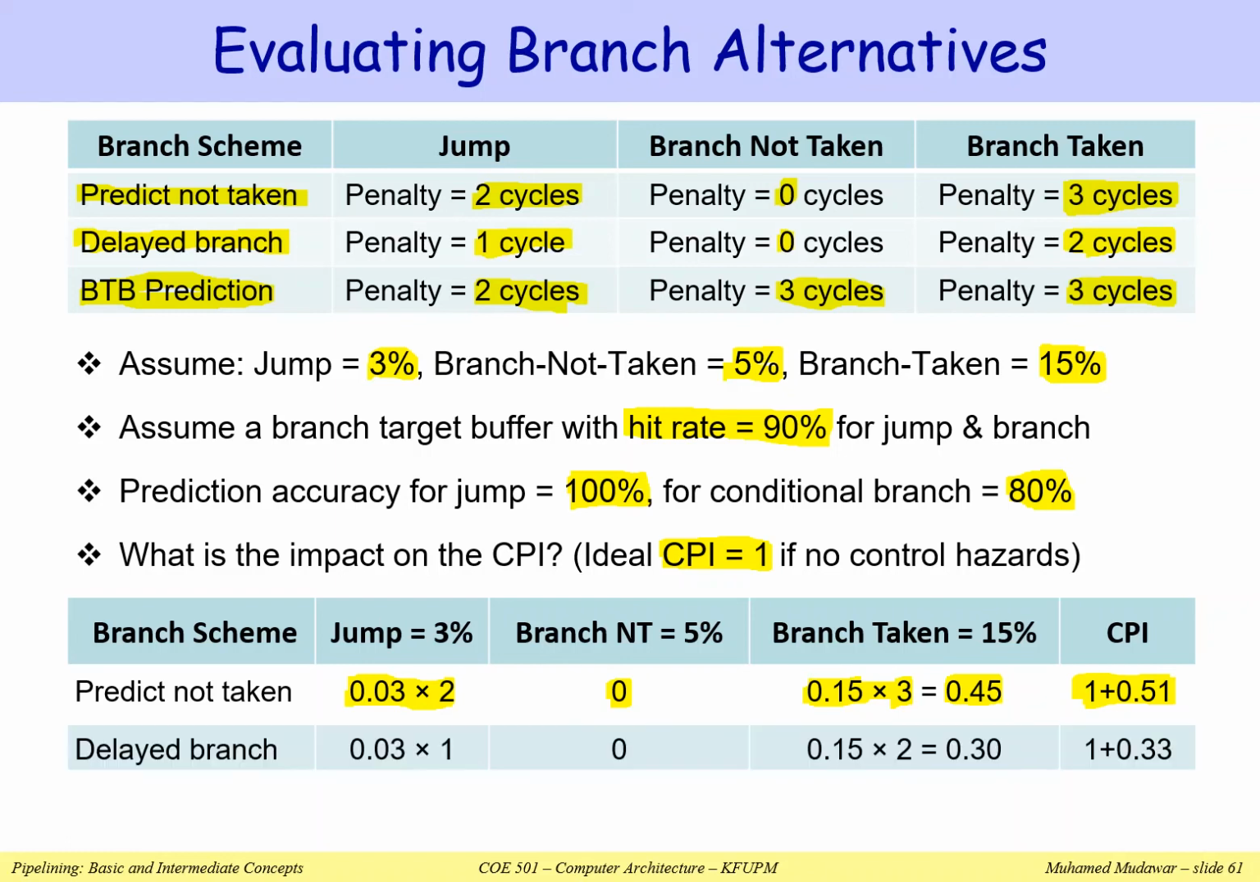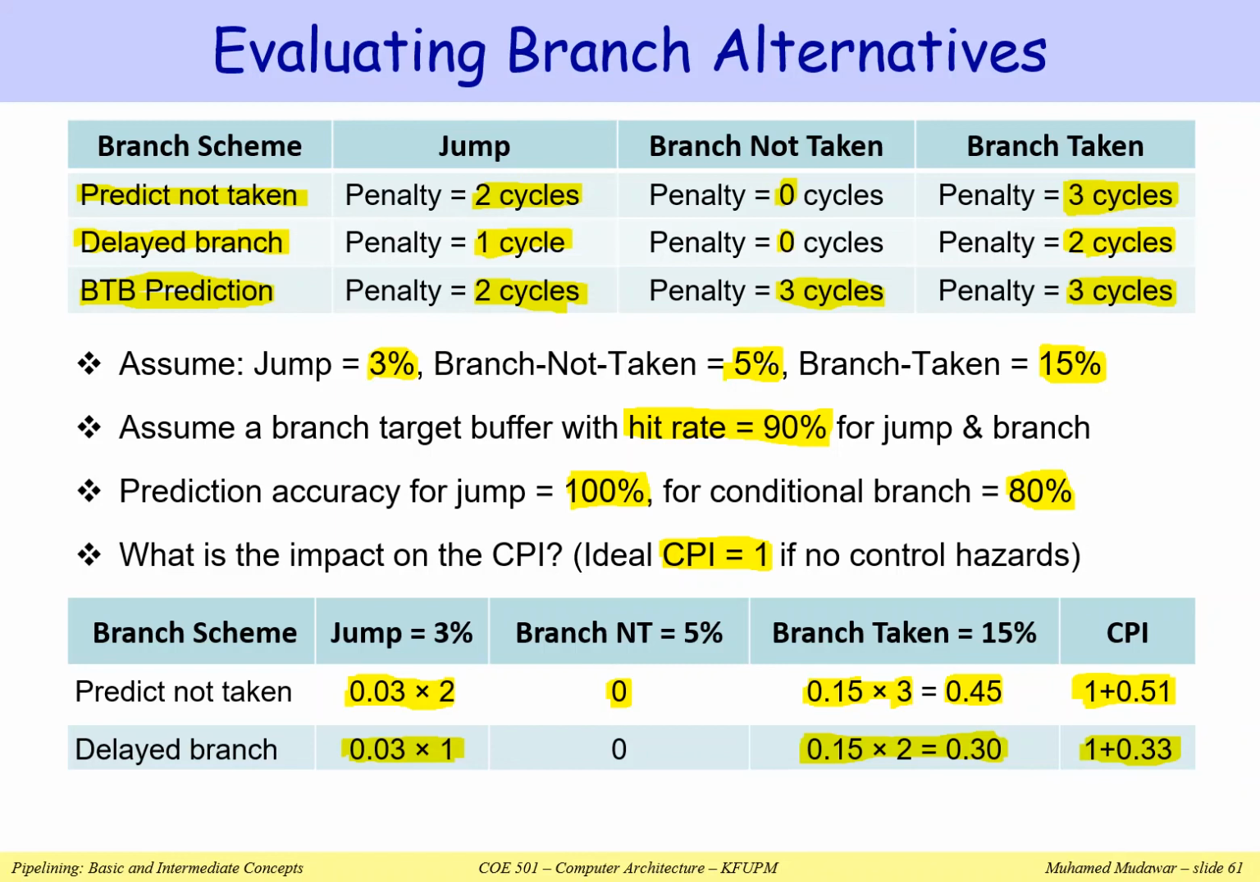For the next scheme, the delayed branch is going to reduce the penalty. By reducing the penalty from 2 to 1 cycle in the case of a jump, we are reducing the wasted clock cycles. So we multiply 0.03 by 1. Also, we are reducing the penalty in the case of a taken branch from 3 cycles to 2 cycles. So this is going to reduce the wasted cycles, and the CPI goes from 1 to 1.33. So 0.33 here are the wasted cycles per instruction due to the instructions that are killed after the jump and the taken branch.